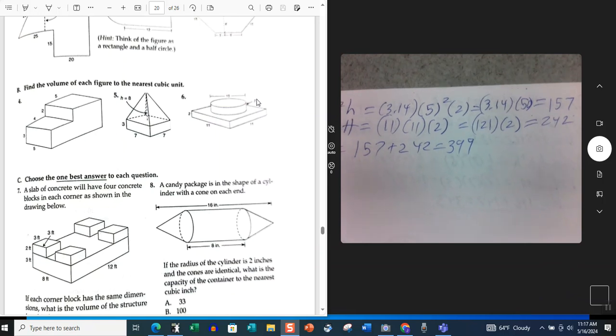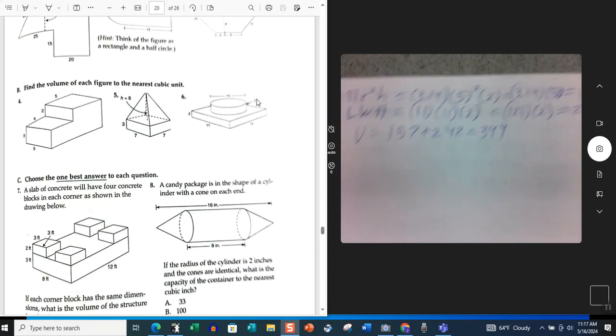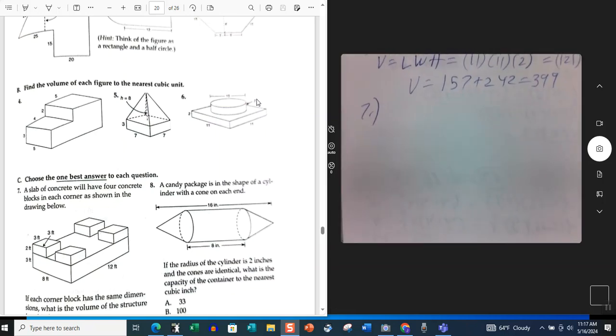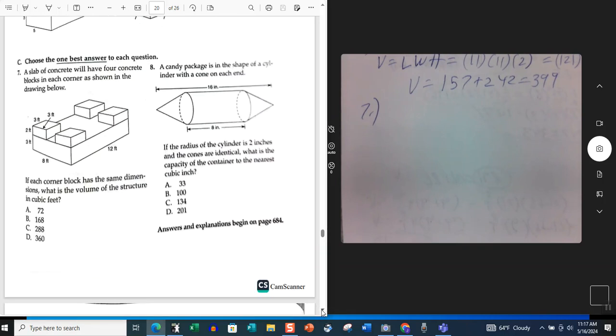Okay, now we go down here to problem 7 and 8. All right, problem number 7. It says choose the one best answer to each question. A slab of concrete will have 4 concrete blocks in each corner as shown in the drawing below. All right. It says in each corner, if each corner block has the same dimensions, what is the volume of the structure in cubic feet?